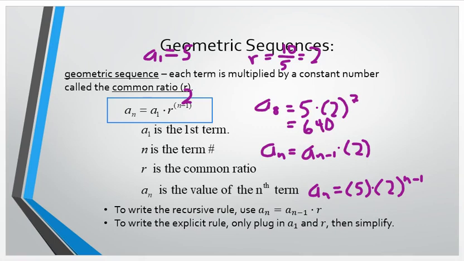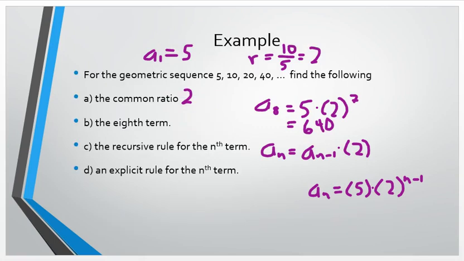Now, in this case, there's really not any kind of simplifying you can do here. You do not want to multiply these two numbers together and make it 10, because since 2 has an exponent on it, you can't combine these anymore. So you would just leave it in this form. And then if I ever went on to say, find the 30th term for me, now we have a nice written explicit rule so that you can plug in n is 30 and then compute this in your calculator to jump to the 30th term. So that's it for the notes on arithmetic and geometric sequences.